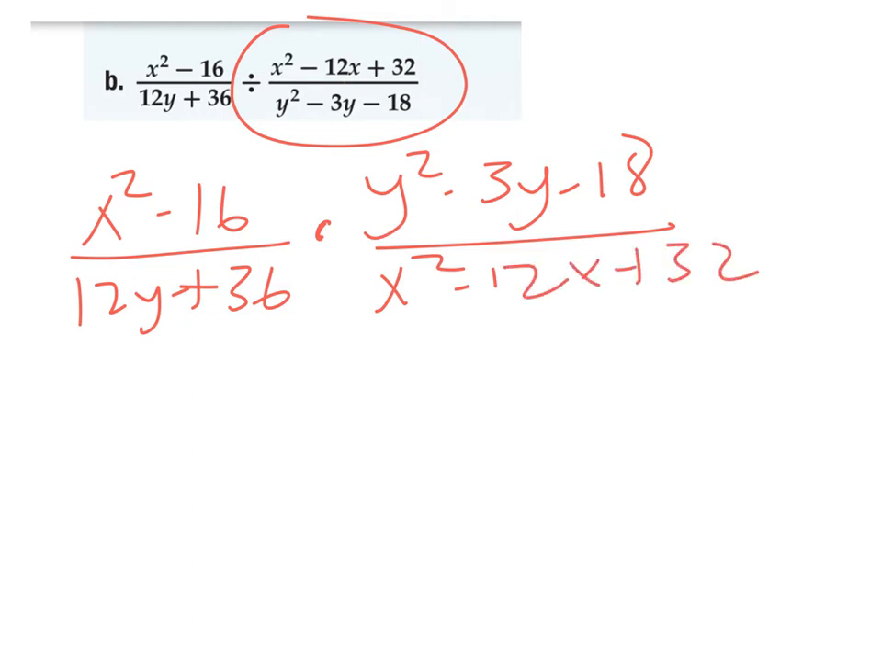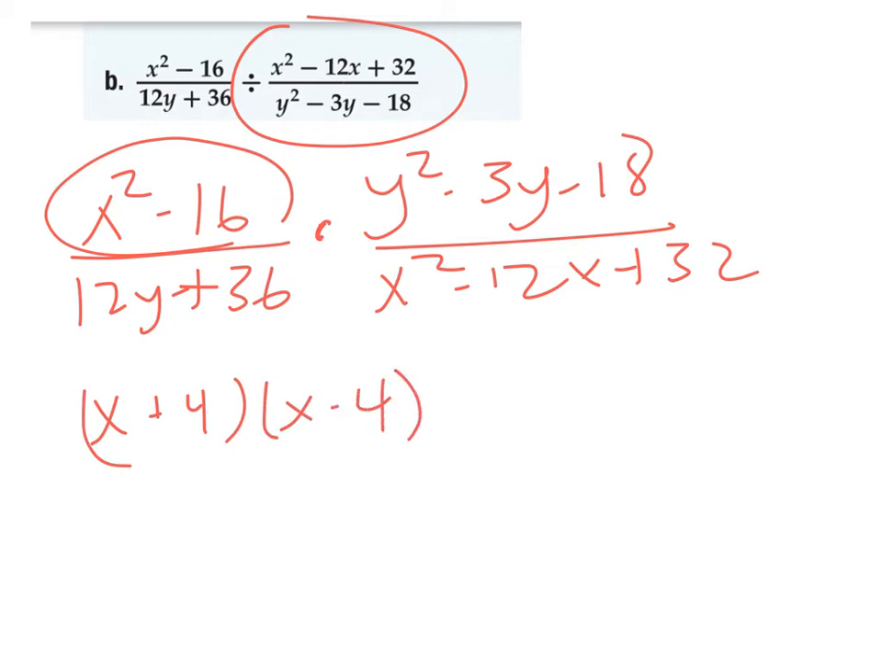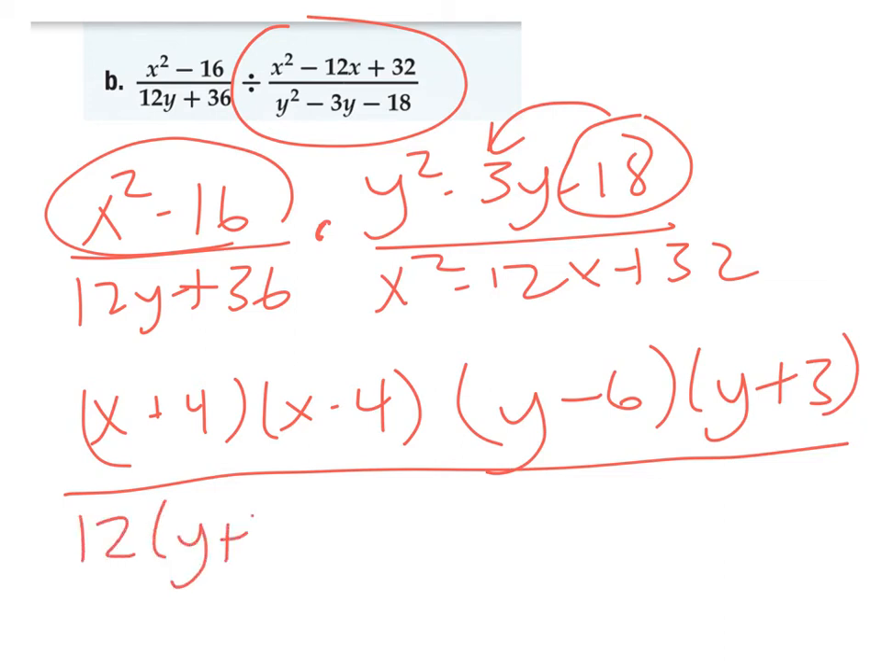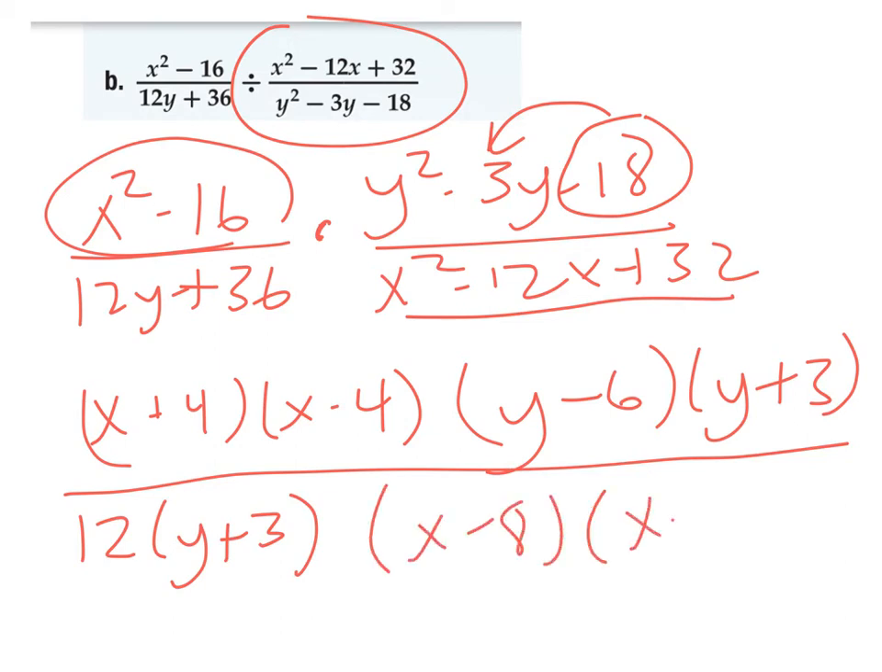Now this problem looks just like the one previously. So let's go through and factor. This part factors as a perfect difference of squares. This part is what two numbers give me a negative 18 and add up to a negative 3? And they happen to be negative 6 and a positive 3. That's my numerator. Denominator, this one is a greatest common factor, which is 12, which gives me y plus 3. And then this one is a trinomial, so I'm looking for two numbers that give me 32 and add up to negative 12. And they happen to be x minus 8 and x minus 4.